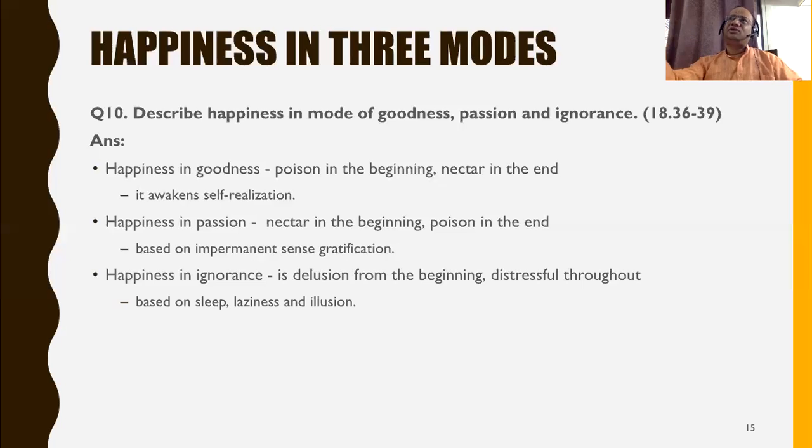Ye hi sansparshaja bhoga duhkha-yonaya eva te. Duhkha-yonaya means the moment you contact the senses, you are pregnant with distress. In the end, you will get distress. Like a lady, when she gets pregnant, after nine months she has to deliver. Similarly, the moment you do sense enjoyment, you have to deliver. And what will the delivery be? It will be distress.